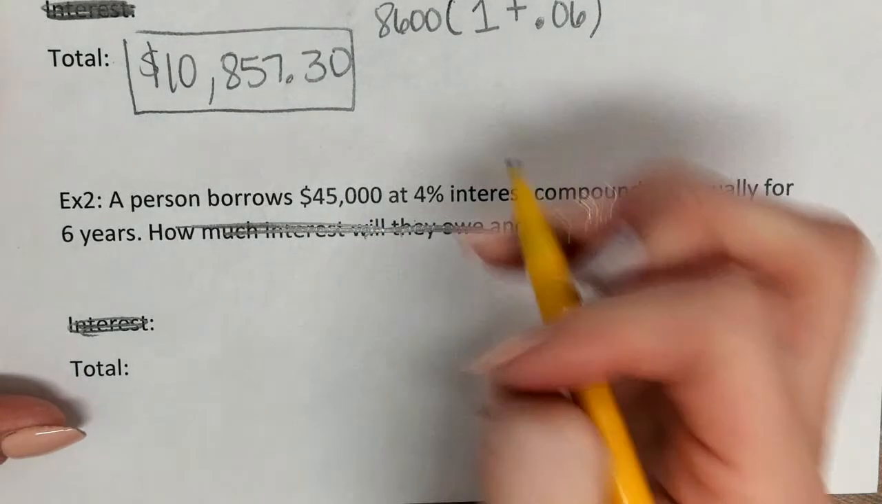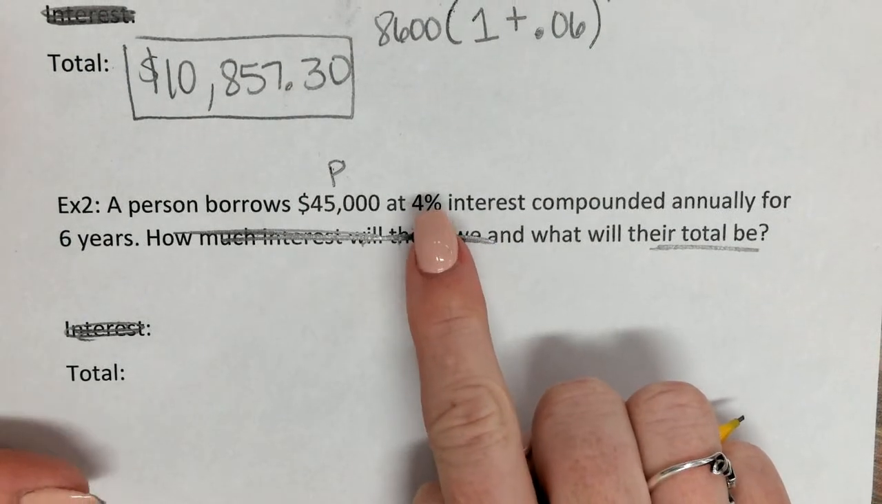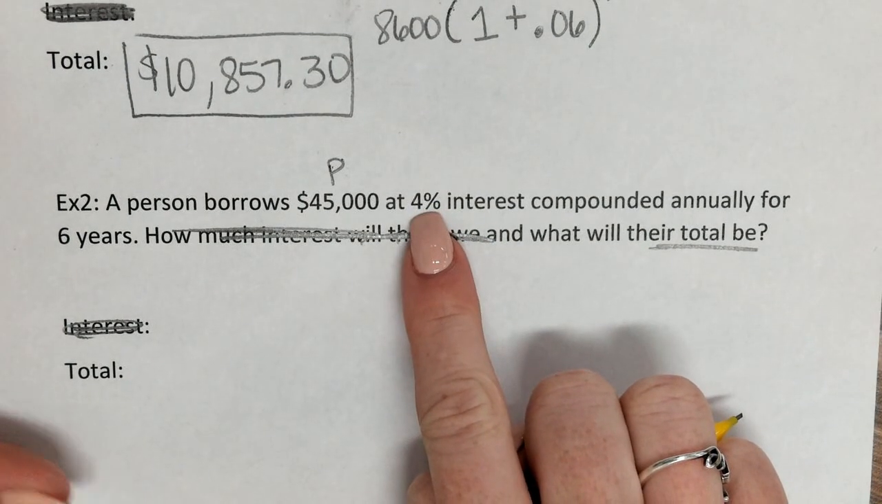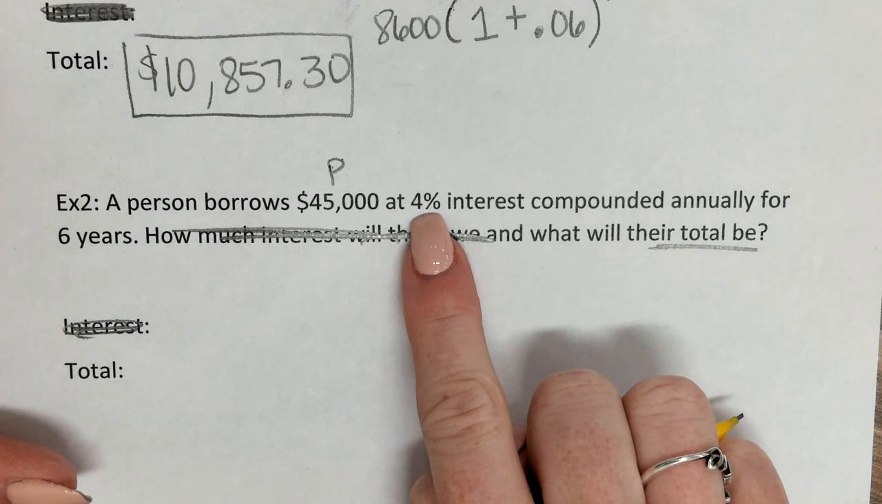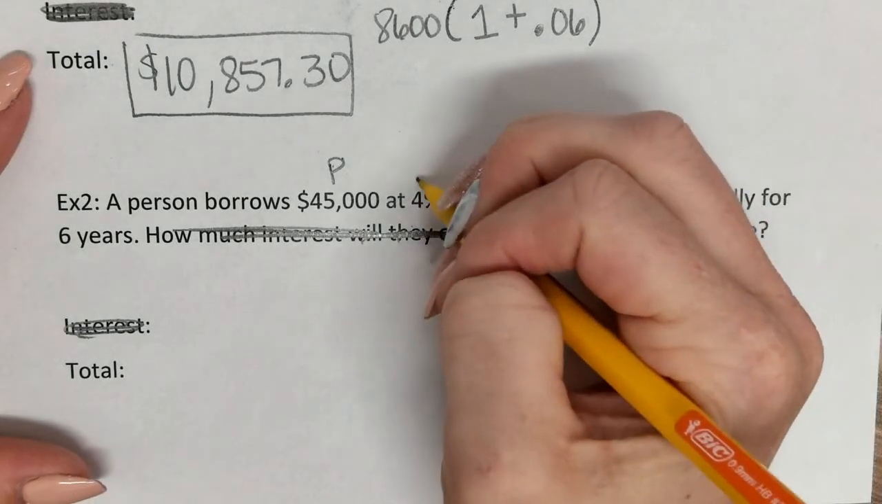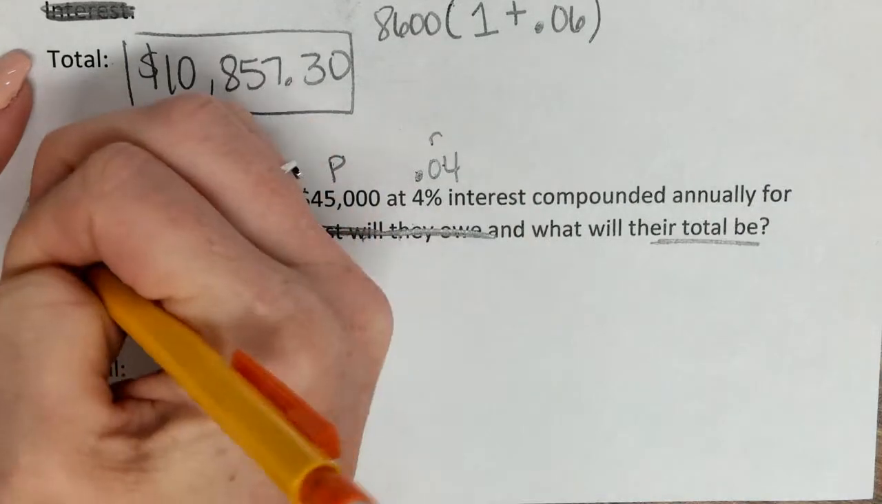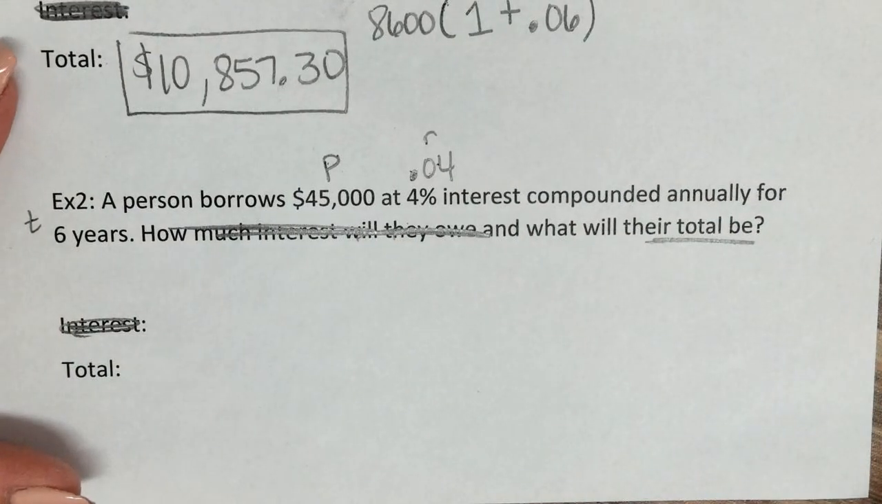Okay, the 45,000 was your P. What did you have to do to this percent? Change it to a decimal by dividing by 100. 4 divided by 100 is 0.04. That's your R, and the 6 was your T.